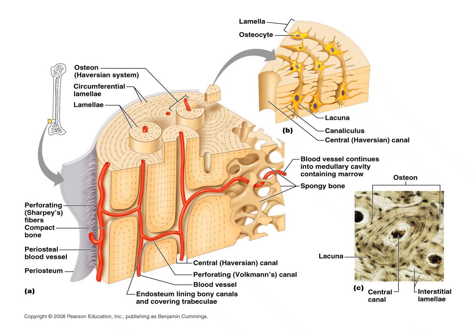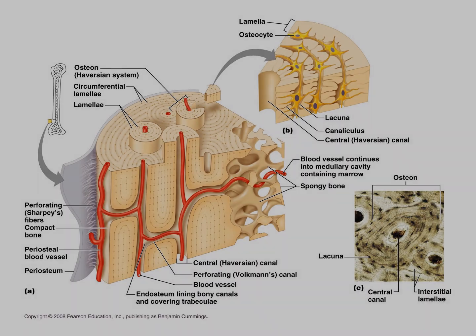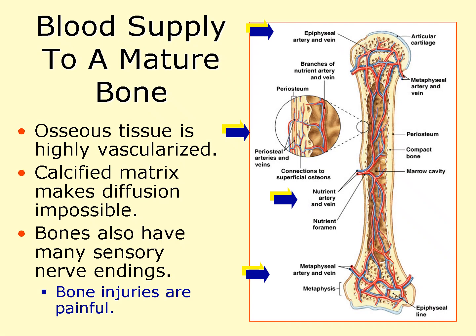This slide shows a diagram of the main structural features of compact bone. In the lower right-hand corner, there is a micrograph of a piece of compact bone that was ground very thin and placed on a slide. The slide in your box is similar to this one. As previously stated, osseous tissue must be highly vascularized because the calcified bone matrix makes diffusion impossible. This is particularly true for compact bone.